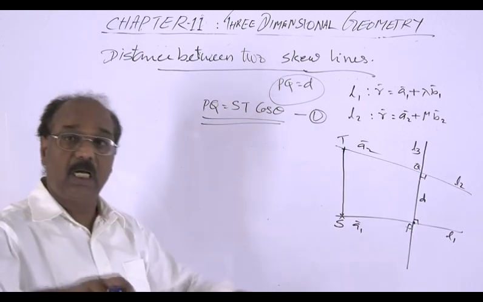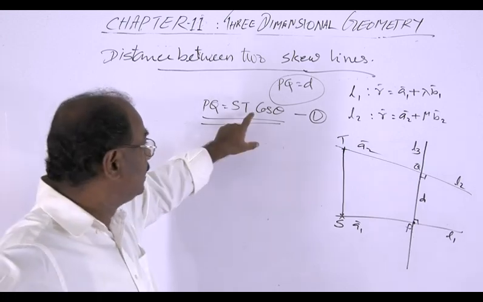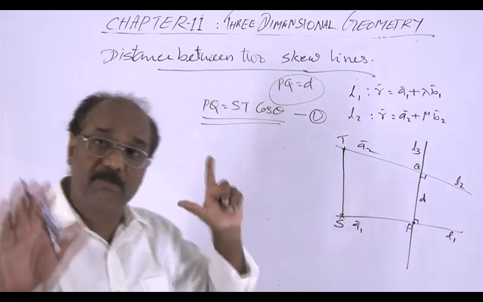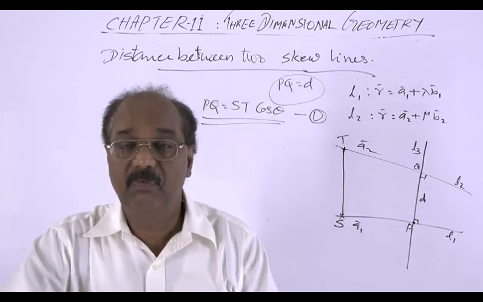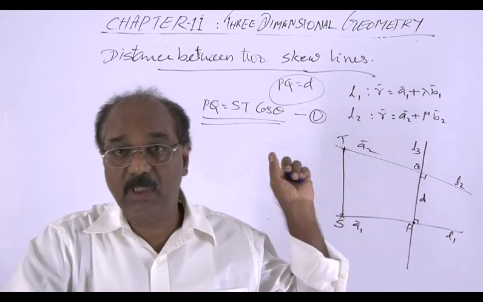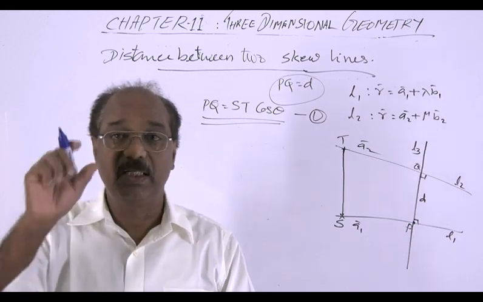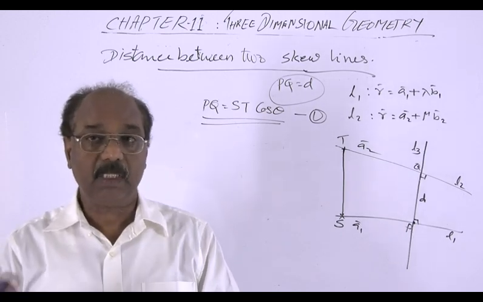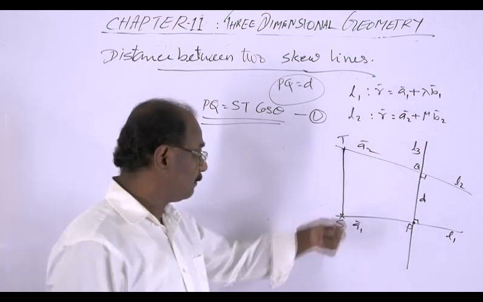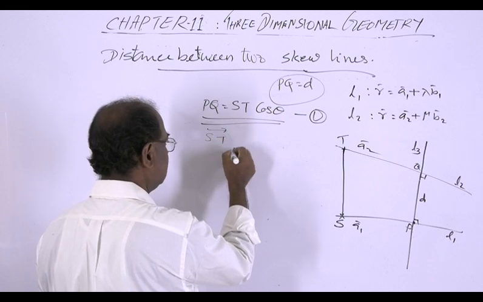But what is cos θ? We find cos θ and substitute in this expression so that we will get PQ. That is the method. We find cos θ, substitute in this equation 1, and we will get PQ. So this is the method. Now, how can we find this cos θ? For this, consider these two vectors ST and PQ.